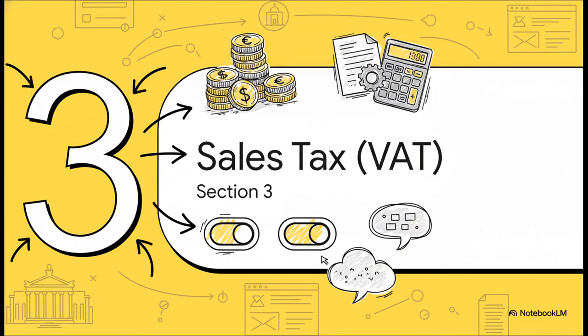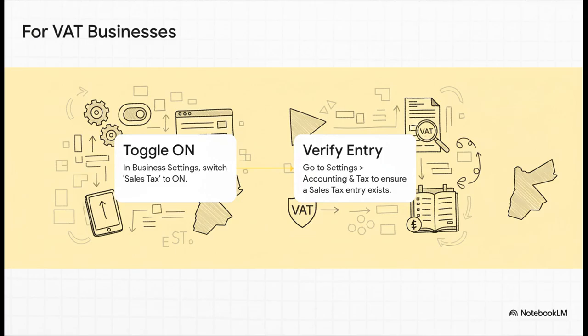All right, quick heads up. This next part is for all of you who are VAT registered. There are just 2 small things we need to check to make sure your invoices are 100% perfect every single time. First, back on that business settings page we were just on, make sure the sales tax toggle is flipped to on. Easy. Second, just pop over to Settings, then click Accounting and Tax, and just confirm that you see a sales tax entry listed in there. That's it. Both of those steps are needed for the VAT to calculate correctly.